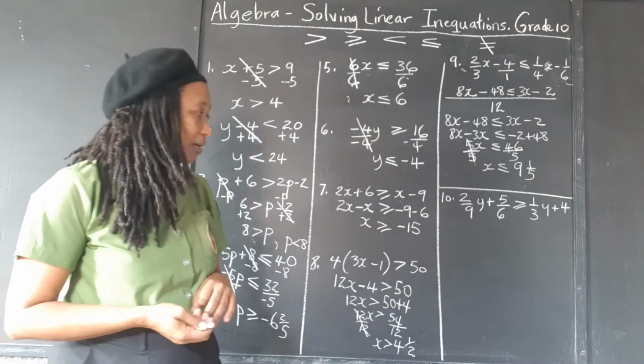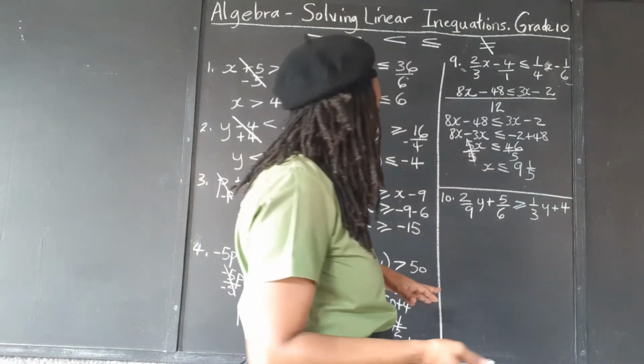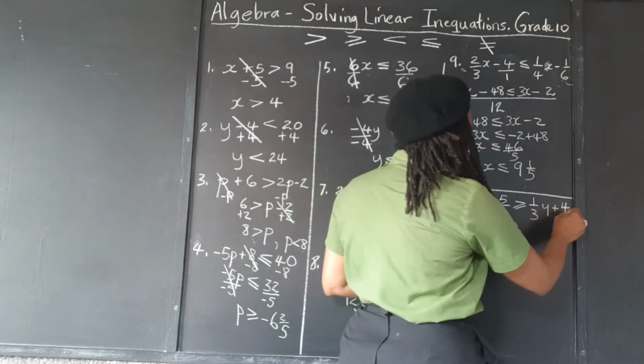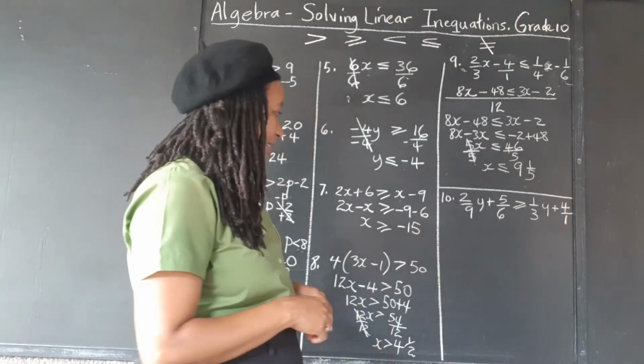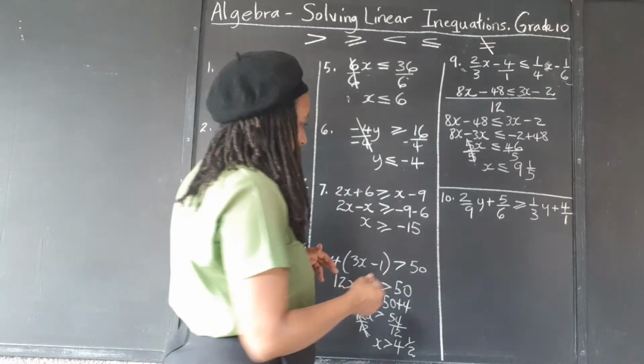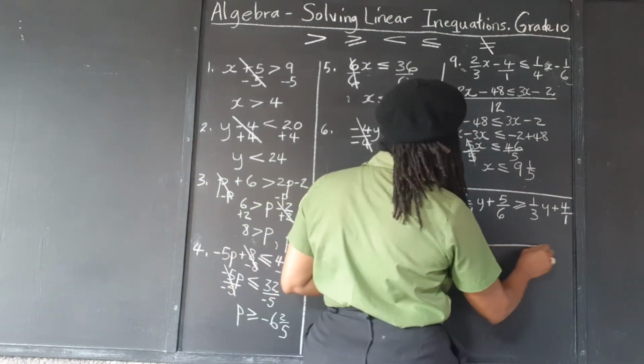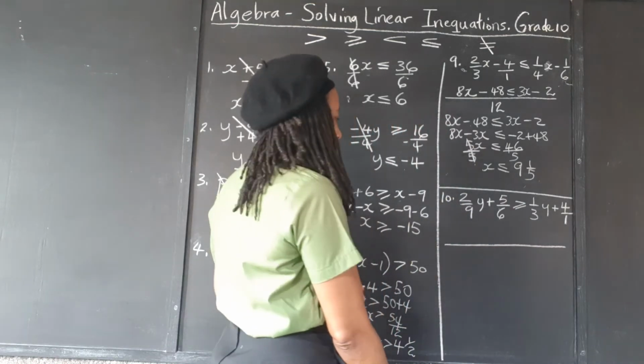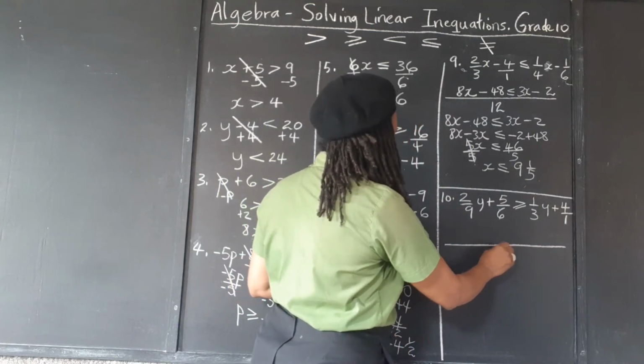And finally, our final example, another fraction. Let's put this over 1 to remind ourselves that that's a 1 there. And we're going to find the LCM of 9, 6, and 3, which is 18.